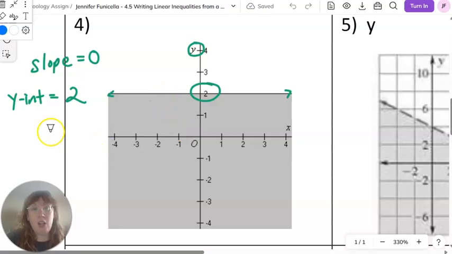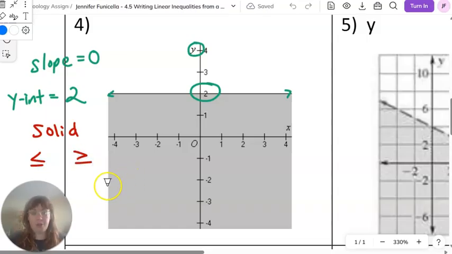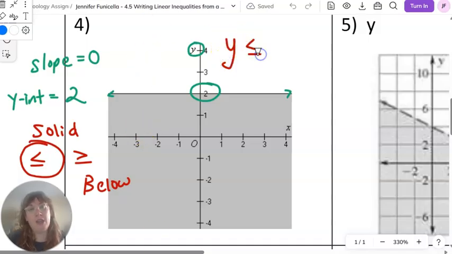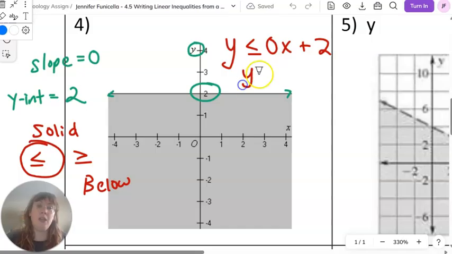This is a solid line. So because it's solid, it's either less than or equal to or greater than or equal to. But we are shading below, so that's going to be less than or equal to. So we have y is less than or equal to 0x plus 2, right? Because the slope is 0, which we can just write as y is less than or equal to 2.